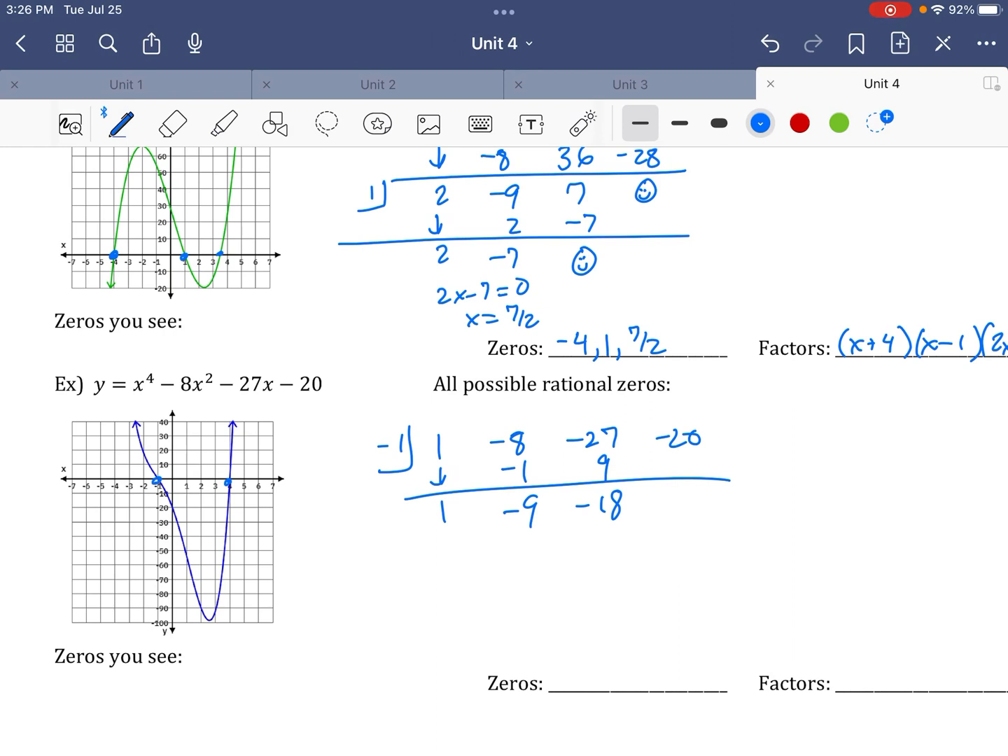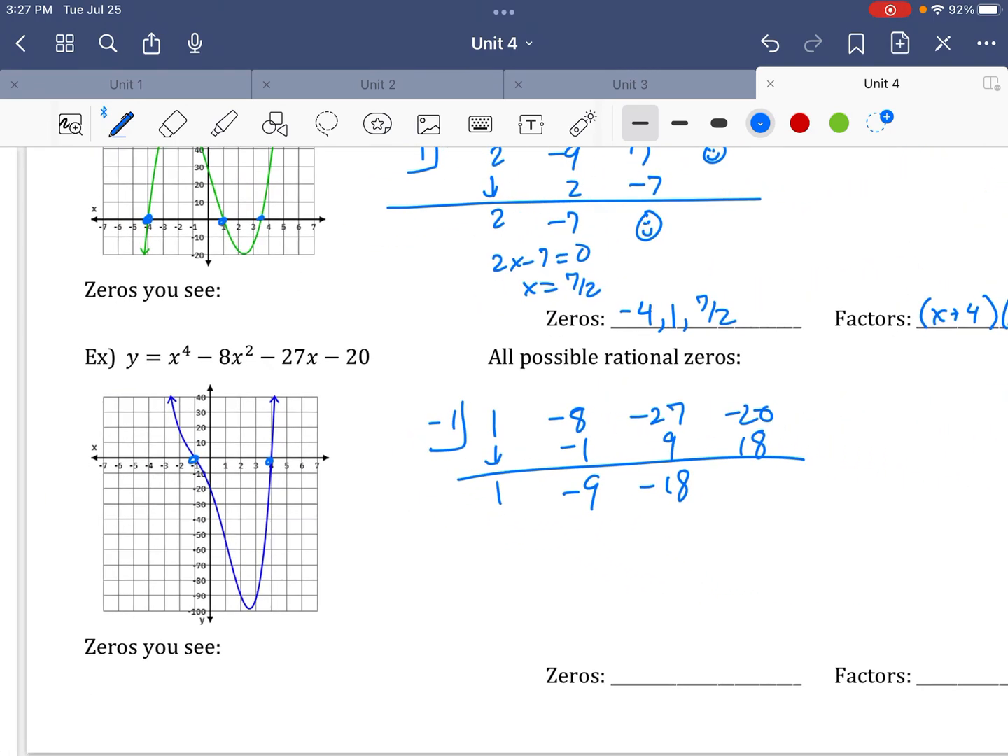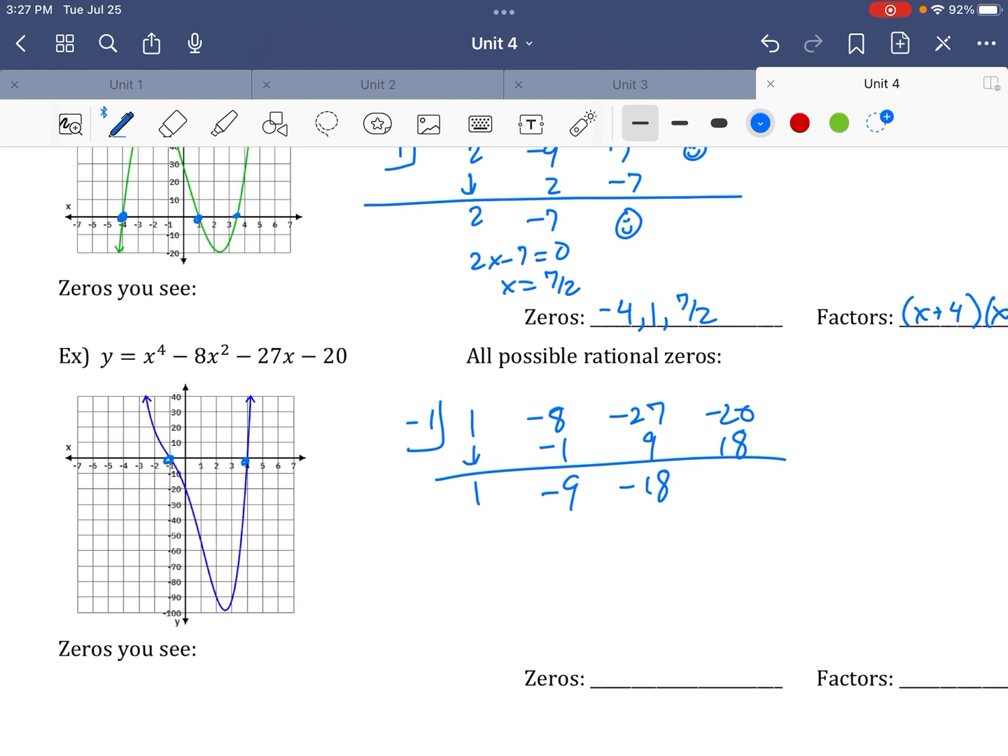All right, hang on a second. All right, 1, -8, -20, -20. So I see -1, 9. So something's wrong here. I don't think anything is wrong with my problem. Just give me a second. And I don't think anything's wrong with my synthetic division. Oh, what's wrong with my synthetic division?